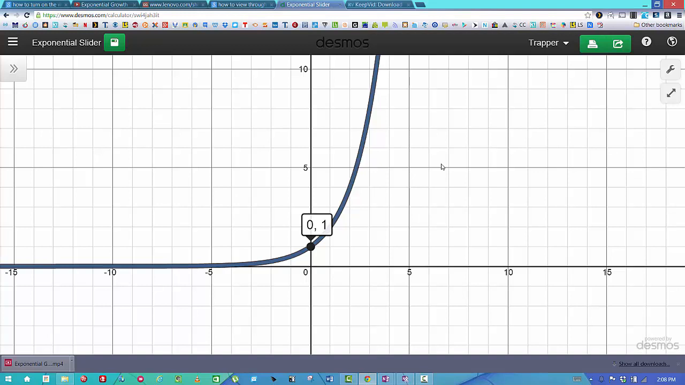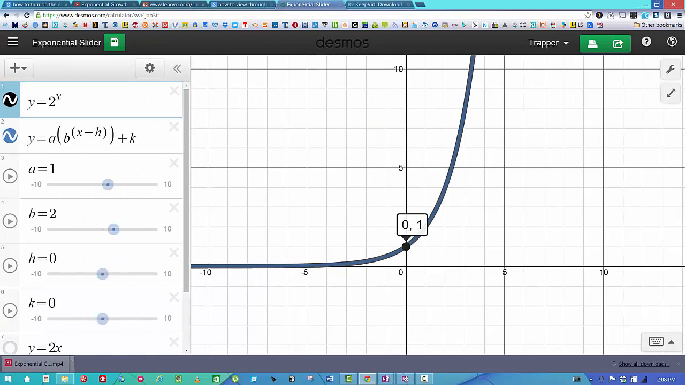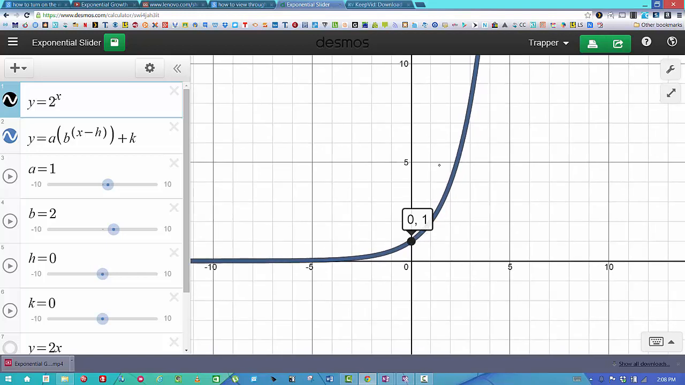So here I am in Desmos, and I've got it in a slider function. So this is a common base of 2. So let's take a look. If we look over on the side here, you'll notice that it's 2 raised to the x power, giving us a parent function with a growth factor of 2 and our x. And we can slide along here if we want, and you can see the values change, and those y values get really big really fast.